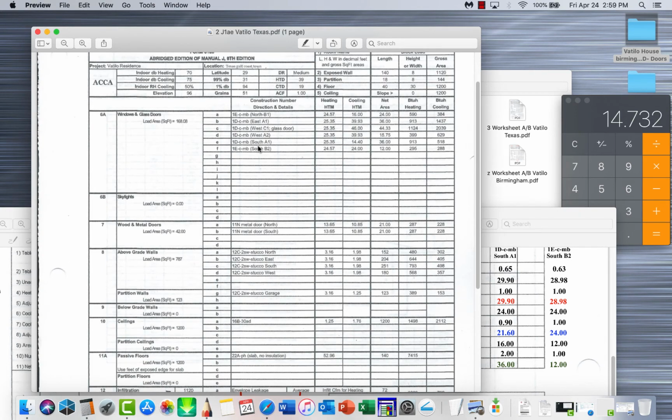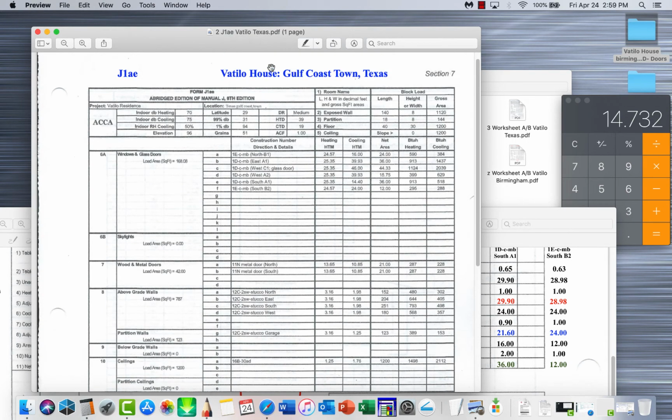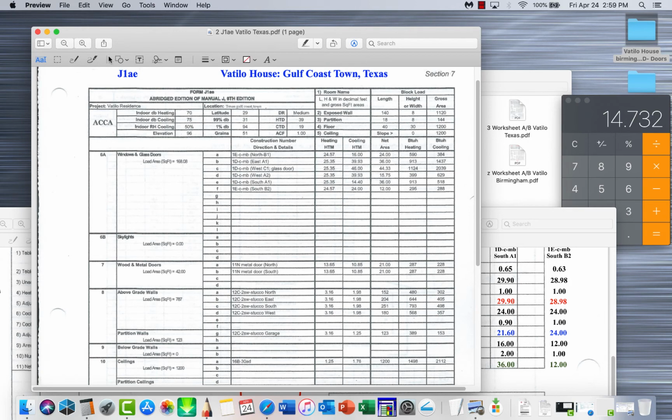And we're going to come over here to our J1AE. Of course, this is the Gulf Coast Town original one. And all this information is going to go here. The only other thing that I had not discussed that you need to pay attention to is right here. Over here in this section, you're going to take all your net area of your windows and just add them all up, and that's the number that goes right there.